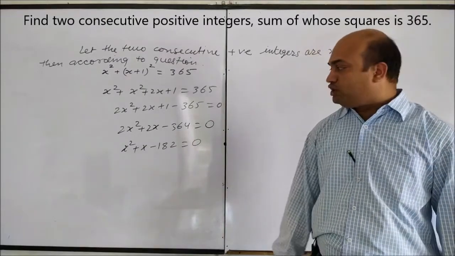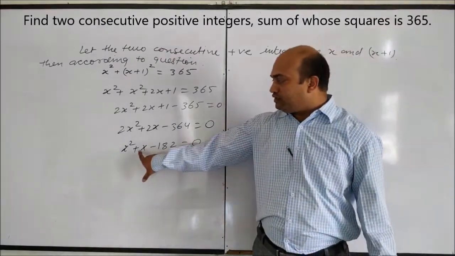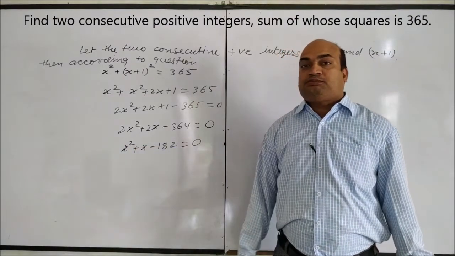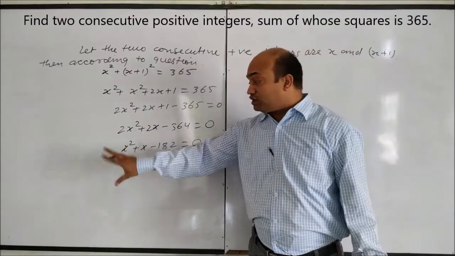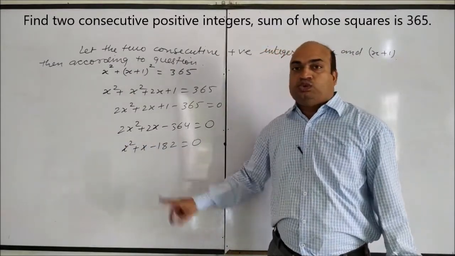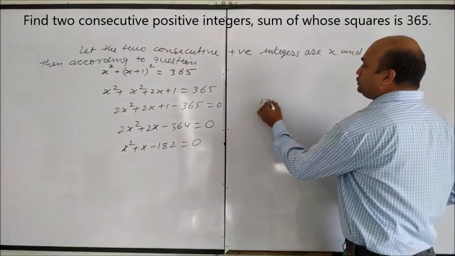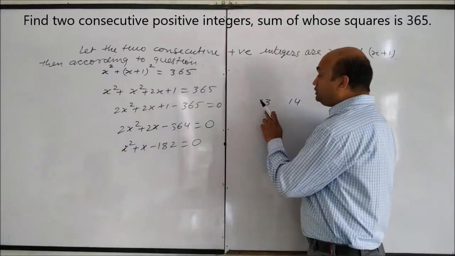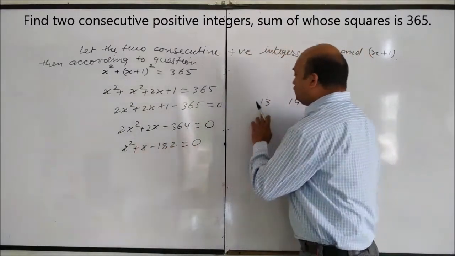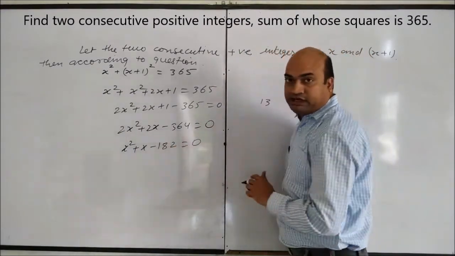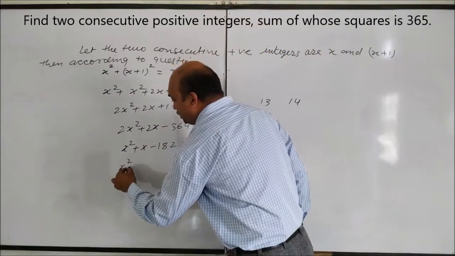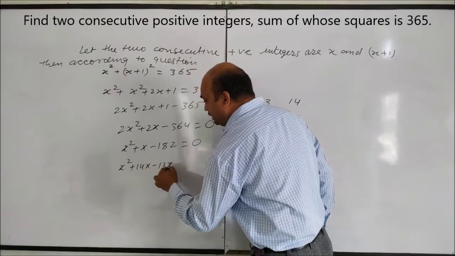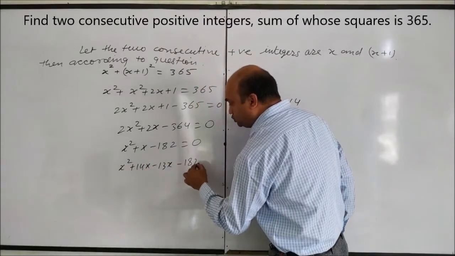To solve this, we should have two numbers. The sum or difference of them should be the coefficient of x, that is 1, and the product of them should be the product of 1 and 182. And such two numbers are 13 and 14. If we subtract them, 1 we get. If we multiply them, 182 we get. So this will be x square plus 14x minus 13x minus 182 is equal to 0.